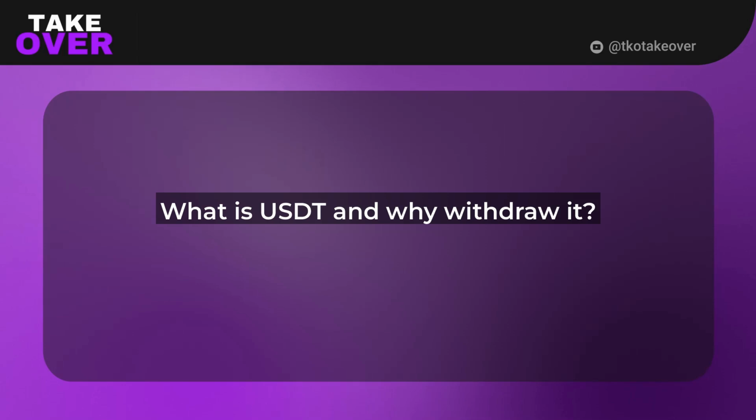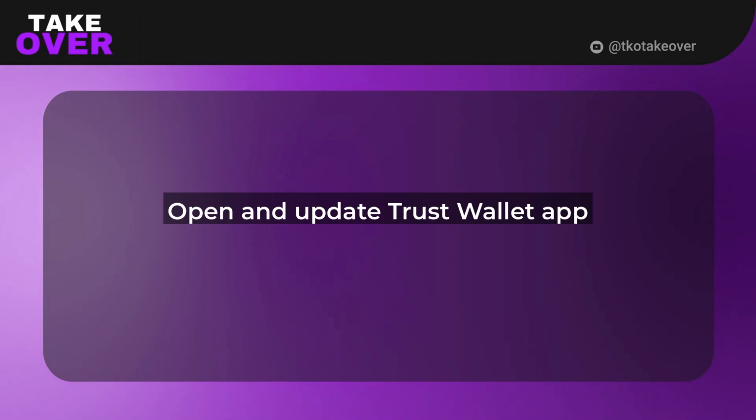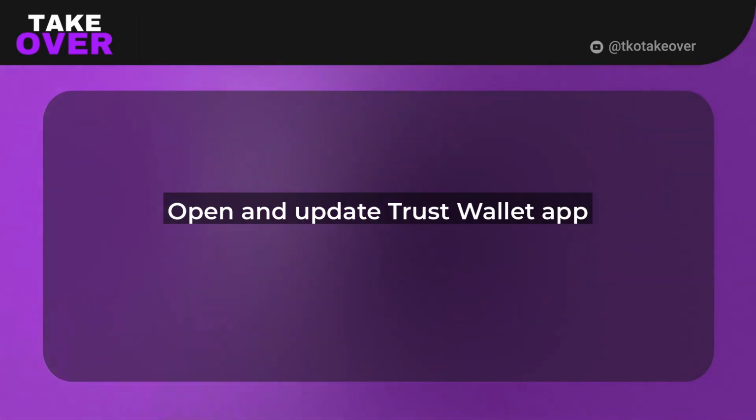Today, we're tackling a hot topic: how to withdraw USDT from Trust Wallet to your bank account in 2025. If you've got USDT sitting in your Trust Wallet and you're ready to cash it out, you're in the right place. USDT, or Tether, is a stablecoin that's pegged to the US dollar, making it a reliable option for avoiding crypto volatility. First off, let's get started with the basics.